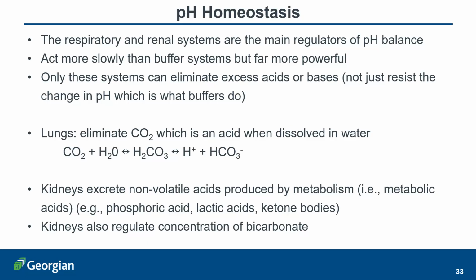The kidneys, on the other hand, excrete the non-volatile acids that are produced by metabolism that we saw previously, for example, phosphoric acid, lactic acid, ketone bodies, etc. The kidneys also regulate the concentration of bicarbonate. Ultimately, blood pH is determined by the ratio of CO2 and bicarbonate. It really is as simple as that. What is the ratio of CO2 and bicarbonate? Ultimately, through the Henderson-Hasselbalch equation, which we'll be discussing in class, that's what's going to determine blood pH.